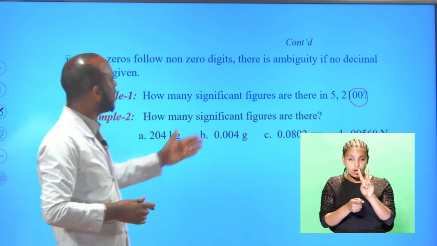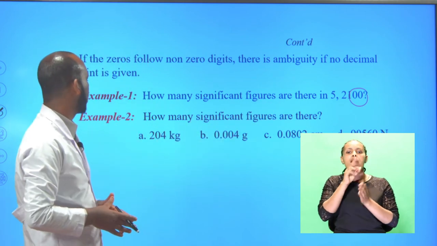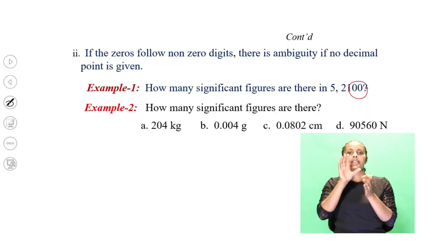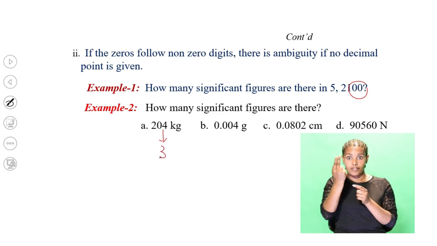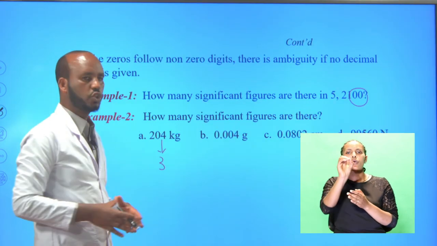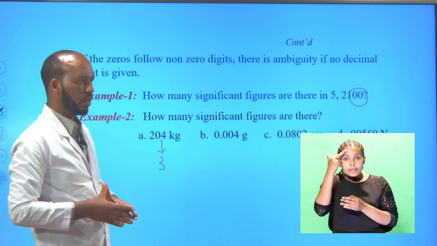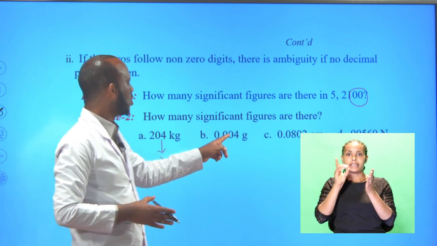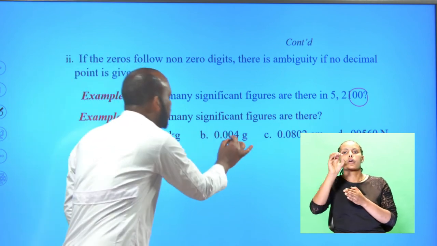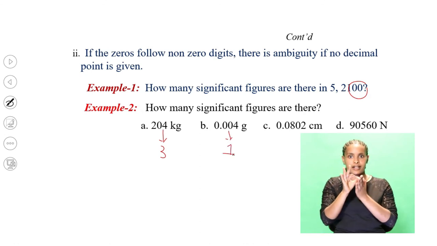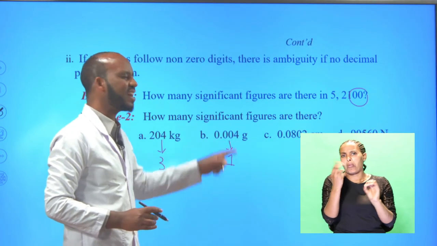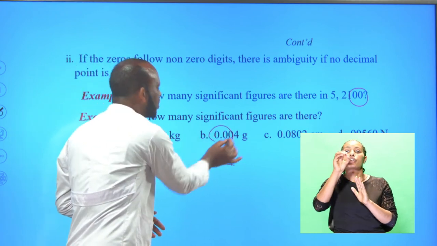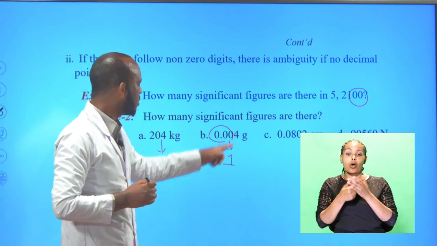Example 2. How many significant figures are there? A, in 204 kg. Three significant figures are there in this number. This zero is significant because it lies between non-zero digits. B, 0.004 gram. This number has one significant figure. Zeros are not significant if they are not preceded by non-zero digits. Therefore, these zeros are not significant. This number has only one significant figure.